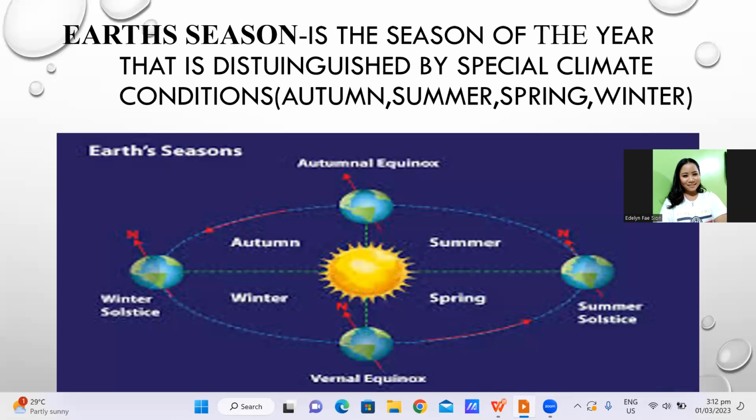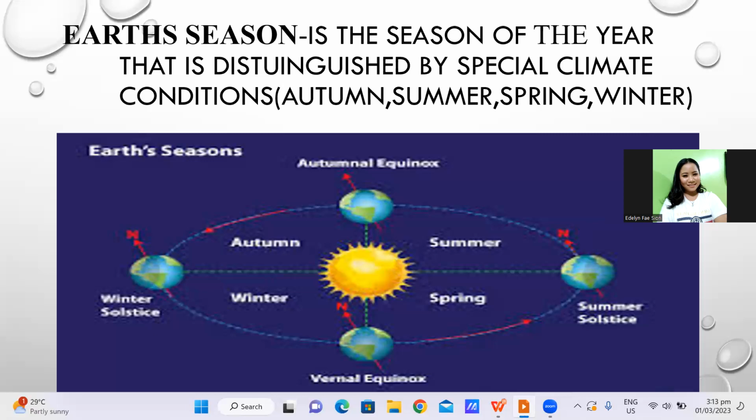So in the northern hemisphere, the winter generally begins on December 21 or 22, that is called the winter solstice. This winter solstice is the shortest day of the year. Tapos yung summer naman, nagsisimula siya sa June 20 or 21, that is called the summer solstice. Ito naman yung longest day of the year.